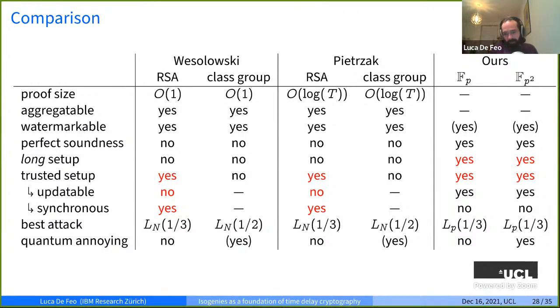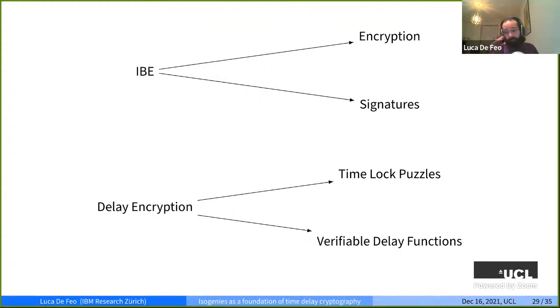The best attacks against all these delay functions are always sub-exponential on a classical computer, either L 1/3 or L 1/2. And none of this, as I said, is quantum safe. Although there is some kind of quantum annoyance property, if you've read some papers on quantum annoyance, one version of the isogeny-based verifiable delay function has it. Plus some other properties, which I'm not going through, such as watermarking and aggregation of proofs. That's secondary, I would say. And now, just to finish the talk, let's talk about this delay encryption, which I promised to you.